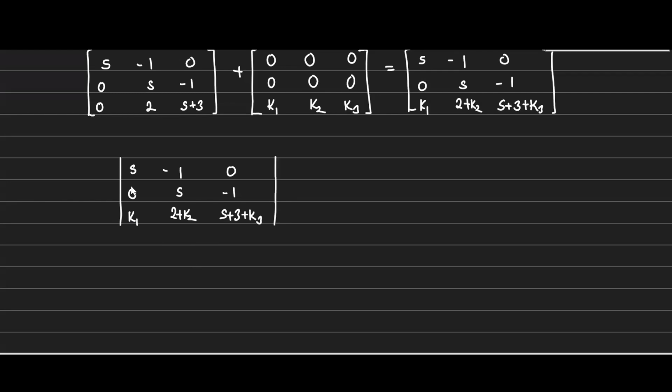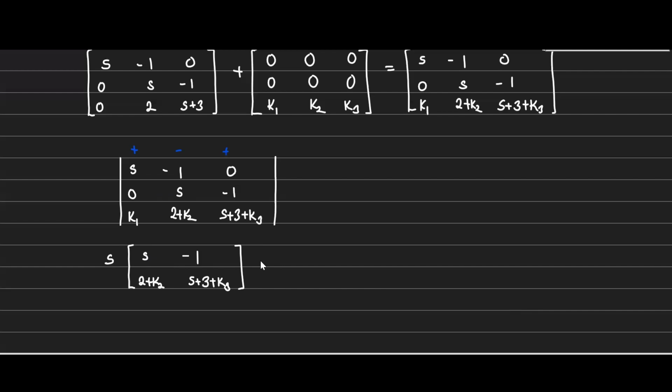So how do you get the determinant of the matrix? Remember, you have to alternate the sign: positive, minus, positive. So we have to form the cofactors of the matrix. You multiply S by the elements that are not in the same column and row as S. So the matrix that remains is S, -1, 2 plus K2, and S plus 3 plus K3.